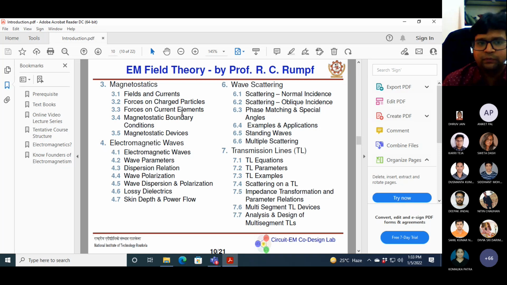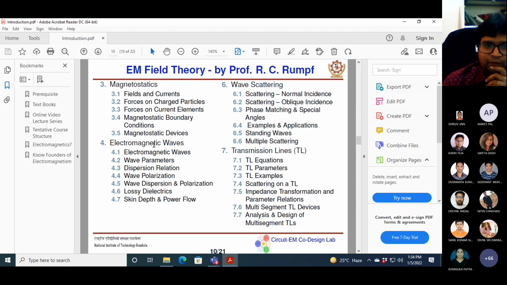Constant movement of electrons, or basically charged particles, creates a magnetic field, and as long as the velocity is constant, the field is static. It is not varying with respect to time. So if something is varying with respect to time, it is dynamic, and if it is not varying with respect to time, it is static.